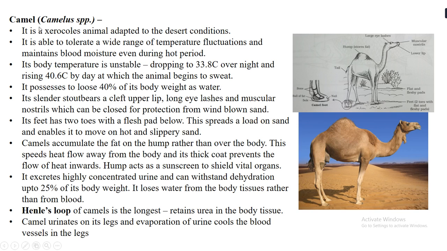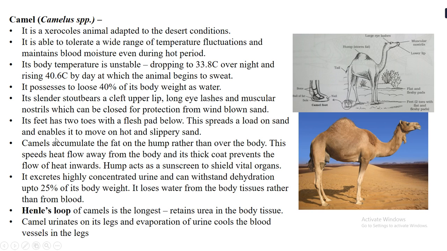The next one is the camel. The camel is again a xerocole animal which is adapted to desert conditions, and it is able to tolerate a wide range of temperature fluctuation and maintain blood moisture even during the hot day period. Its body temperature is unstable, dropping to 33.8 degrees Celsius overnight and rising to 40.6 degrees Celsius in the day. When it rises to this temperature, the animal begins to sweat. It can lose about 40% of its body weight as water when the animal is sweating.